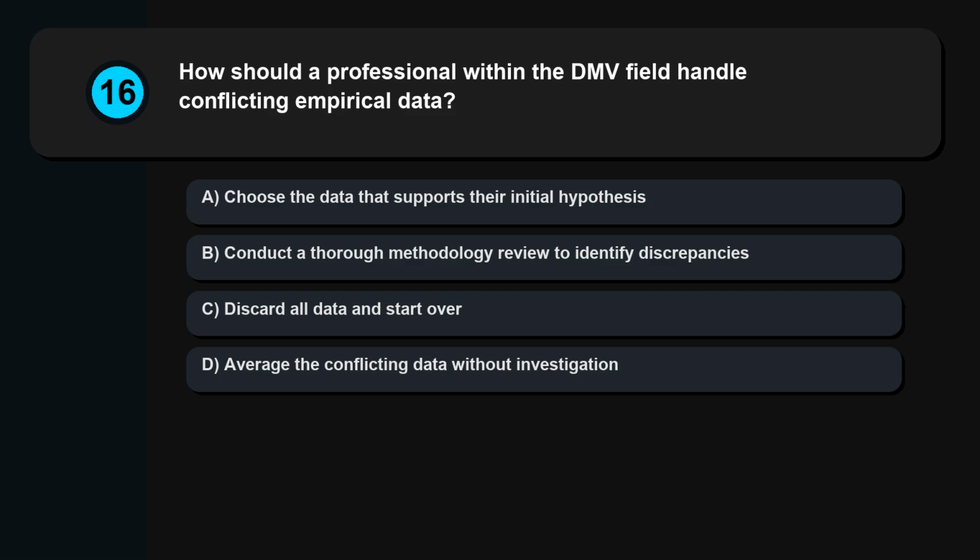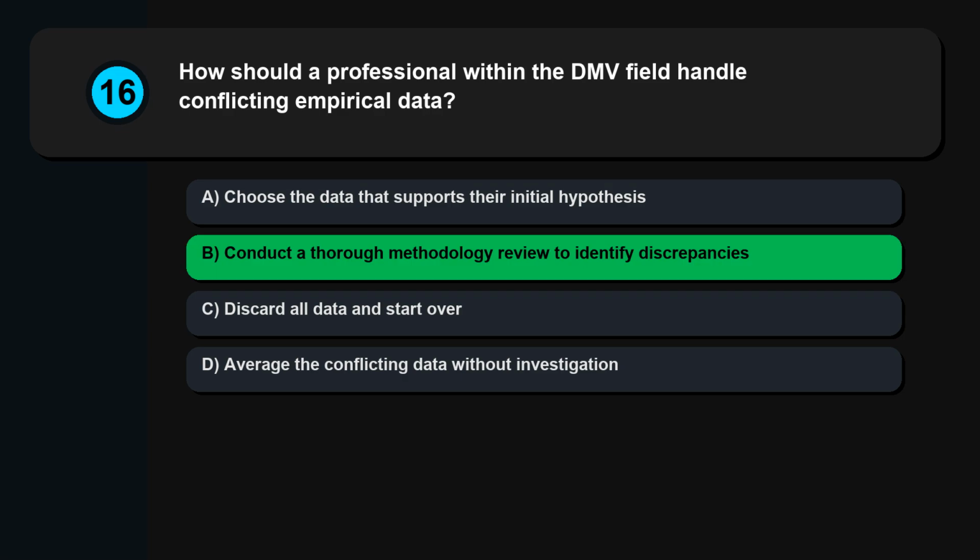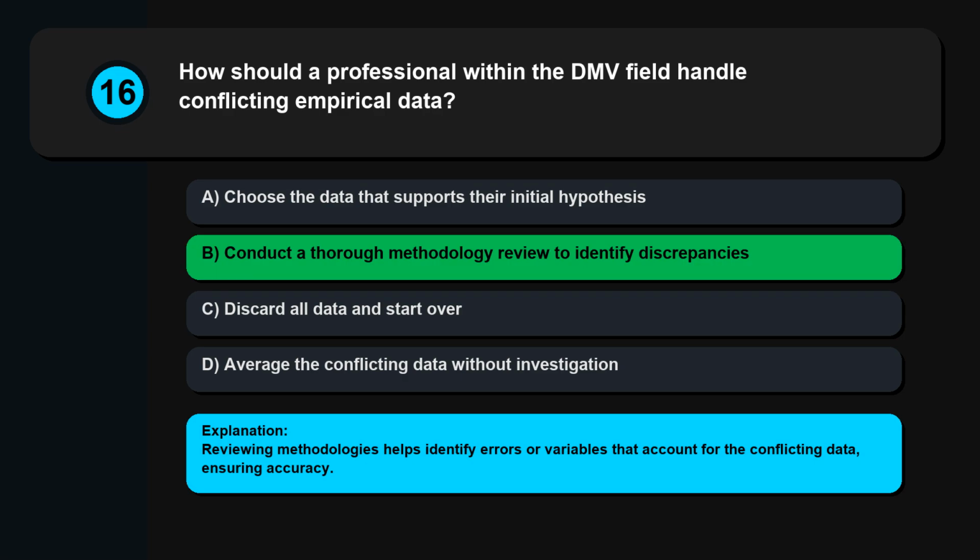Question 16. How should a professional within the DMV field handle conflicting empirical data? Choose the data that supports their initial hypothesis. Conduct a thorough methodology review to identify discrepancies. Discard all data and start over. Average the conflicting data without investigation. Reviewing methodologies helps identify errors or variables that account for the conflicting data, ensuring accuracy.